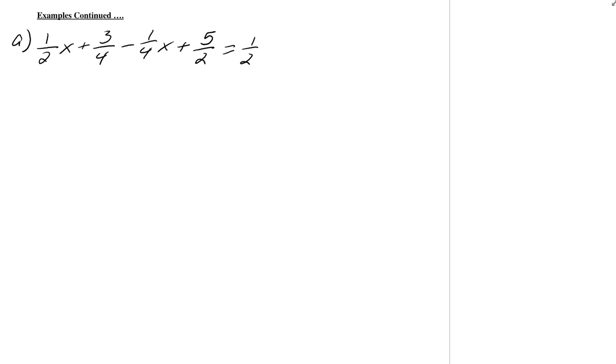So to start, just a reminder of the technique. What you want to do here is choose the LCD of all fractions. So in this case, my LCD is 4. Now you want to multiply every single part of this problem by that LCD of 4. So I'm going to go ahead and let you set that up, and I'll set it up as well.